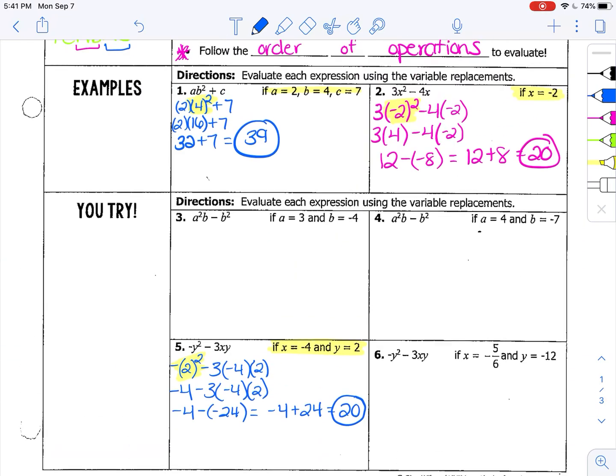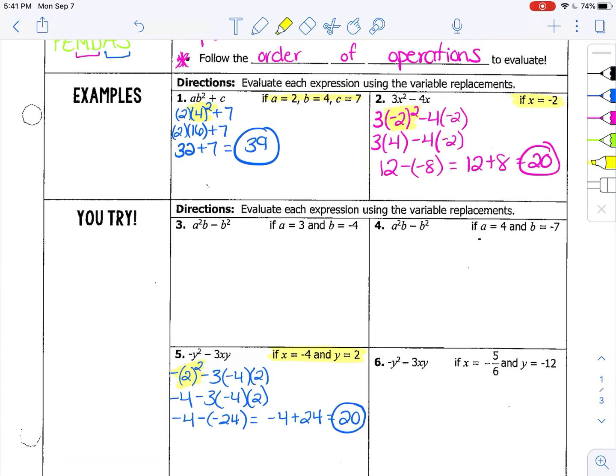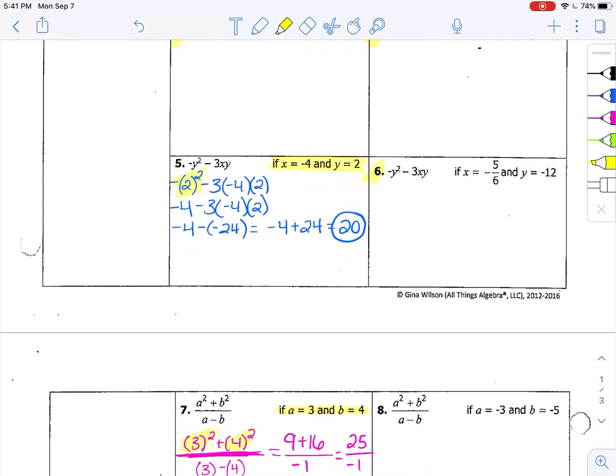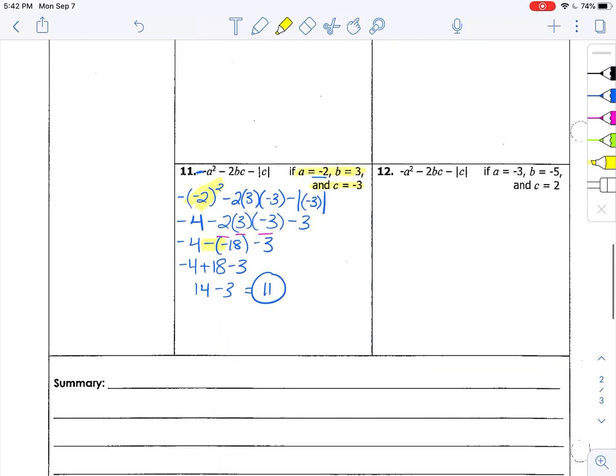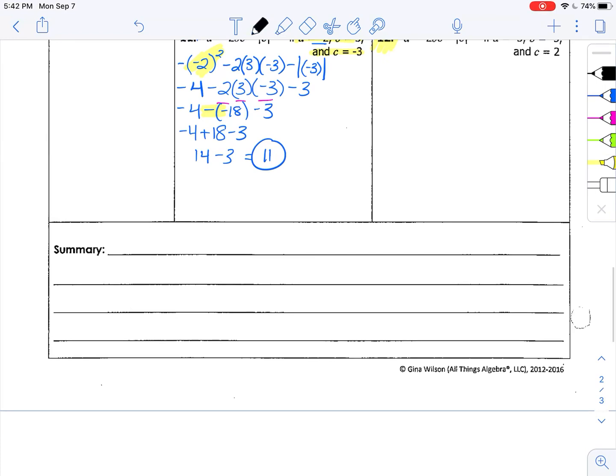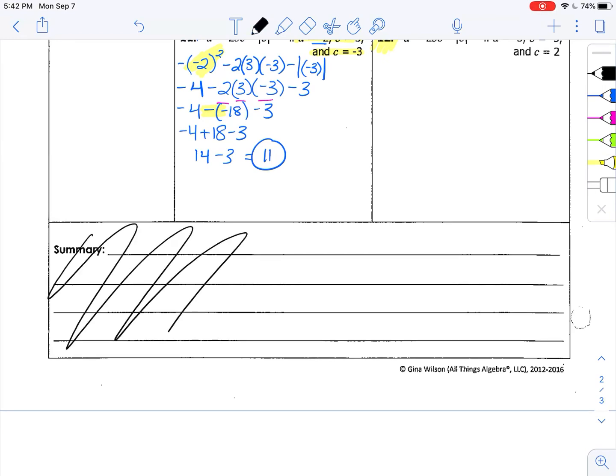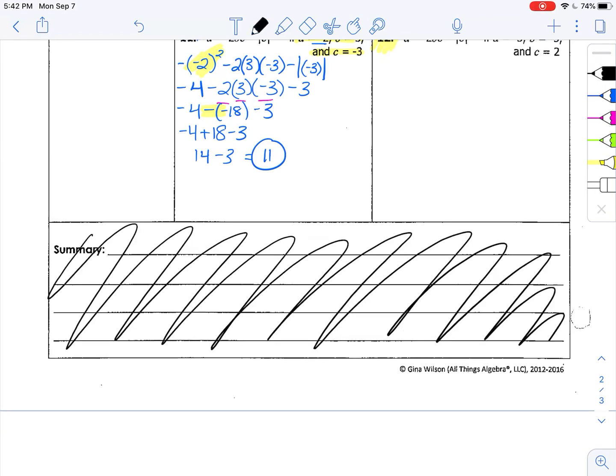Next, if you'll go ahead and go back up to that first page, I want you to highlight number 3, 4, and 6. And then on the second page, if you will highlight number 8, 9, 10, and 12. And then at the bottom of the page where it says summary, you can X that section out.